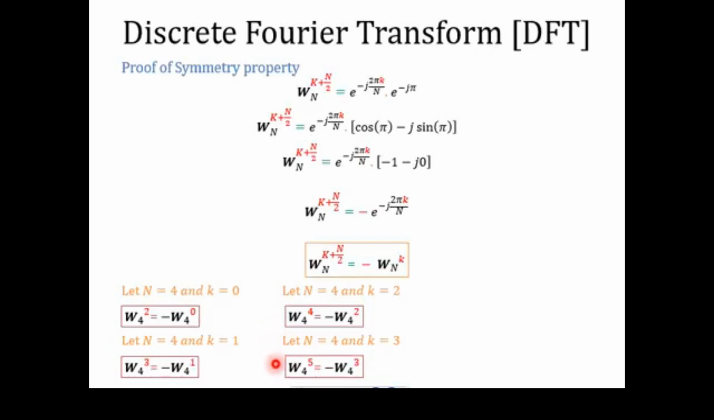Now, what is the significance or usage of these two properties? On using these two properties, we can complete the transformation matrix directly without solving each and every single entry. So let's see how we can do it.